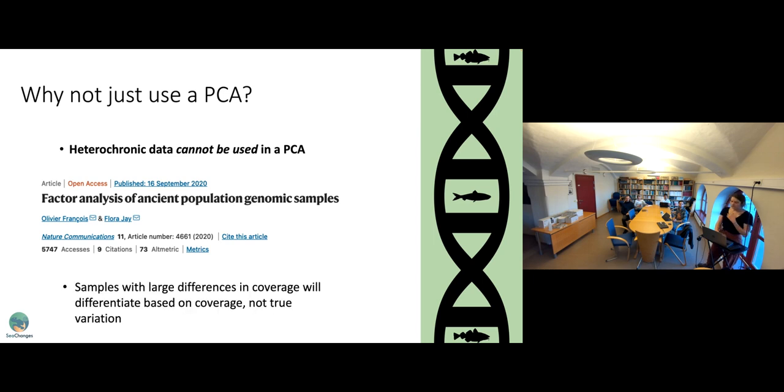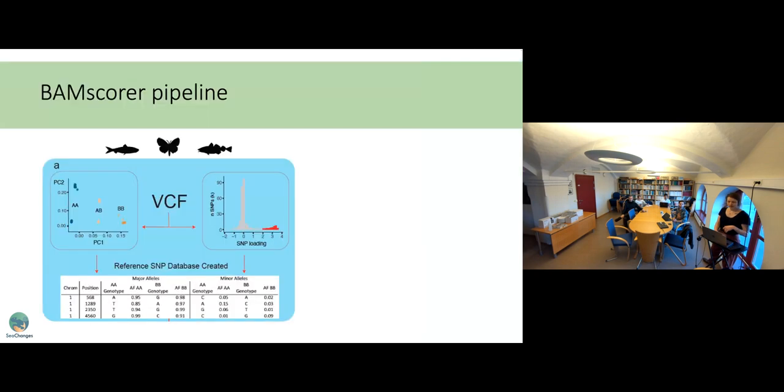And you get a really similar thing when you do samples with really high differences in coverage. So if we're talking about really low coverage sequences, obviously we don't want to just plot them with a high coverage sequence, because then the main variation will actually be just this axis in difference of coverage. So somehow we have to get around this. And to do that, we developed the pipeline which relies on PCA without actually applying it to the ancient samples.